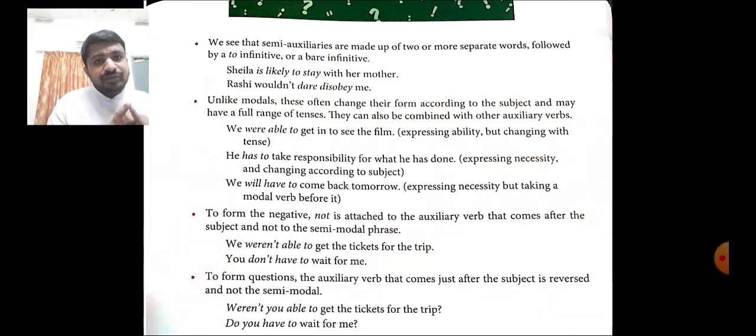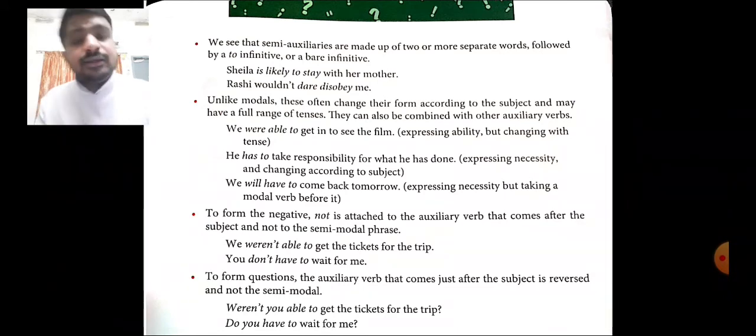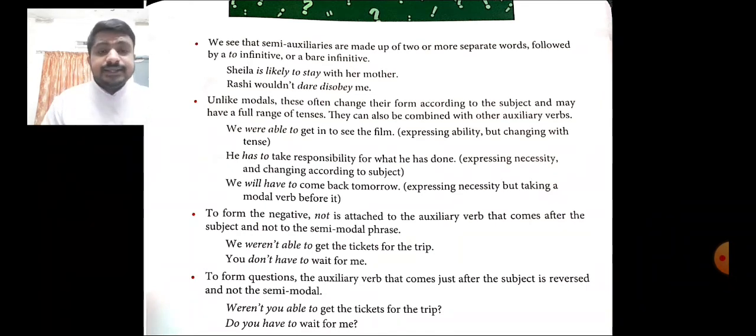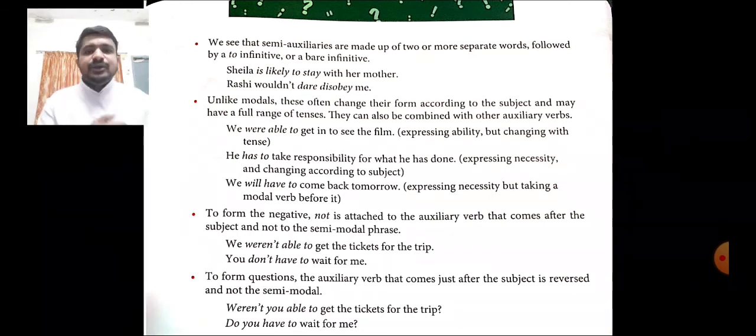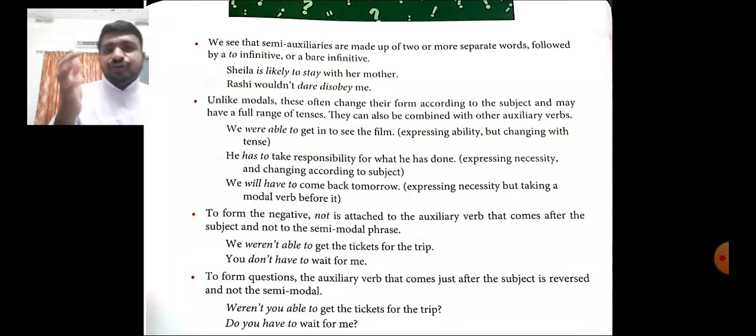You need to remember only one thing. What is the difference between modal auxiliary verbs and semi-auxiliary verbs? The modal auxiliary verbs will not be changed according to the subject, but the semi-auxiliary verbs will be changed according to the subject and according to the situation. And this semi-auxiliary verb will have the same function as auxiliary verbs.